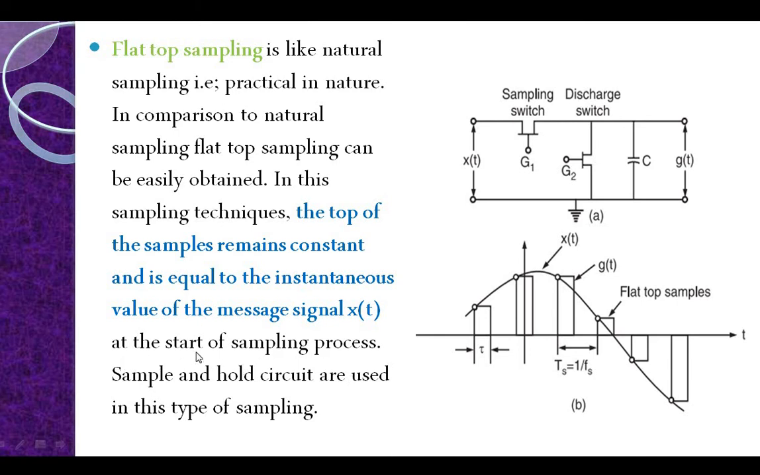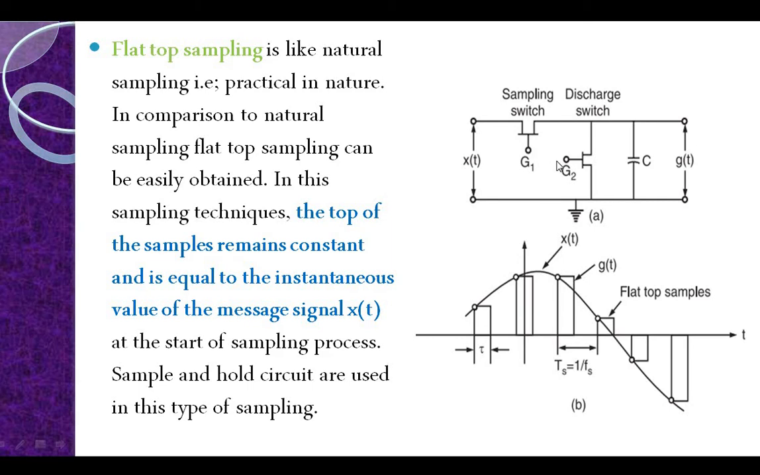the sampling process. The circuit used in this type of sampling is the sample and hold circuit. So for flat top sampling, which kind of circuit are you using? A sample and hold. In natural and ideal sampling, it is just a multiplier, simple circuitry, used to multiply your message signal and your carrier signal. Now the sample and hold circuit consists of two FETs, two field effect transistors, which will be acting as switches.